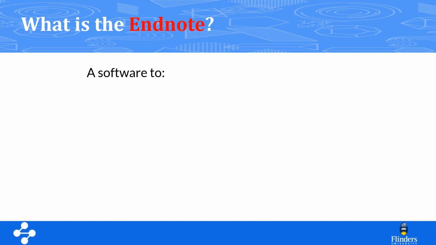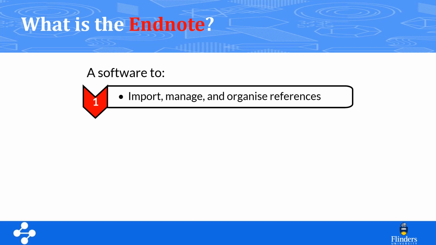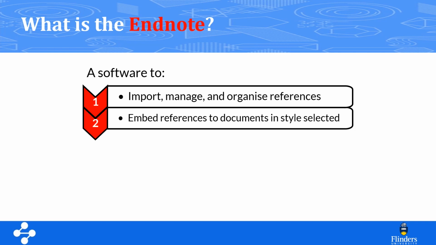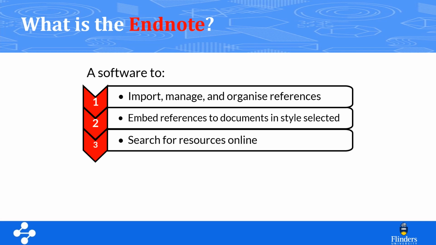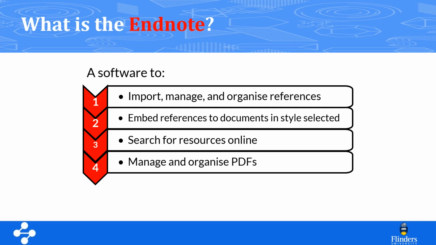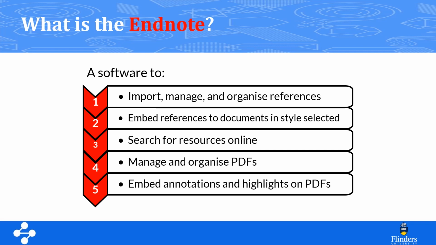Let's start by unpacking what Endnote does. First, Endnote is a software which can help you import, manage, and organize your references. Second, you can use Endnote to embed references to your Word document in the style which you have chosen. Third, you can use Endnote to search for online resources. Fourth, you can use Endnote to manage and organize your PDFs. And fifth, you can use Endnote to embed annotations and highlights on your PDFs.